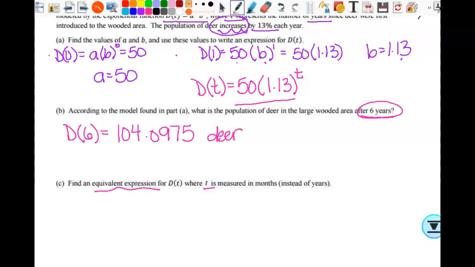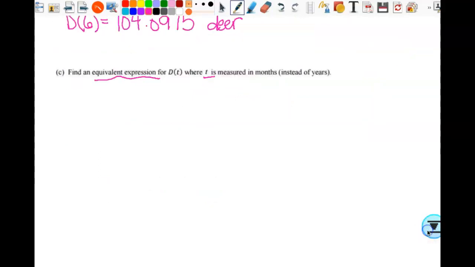All right, so then it says to find an equivalent expression for d of t where t is measured in months instead of years. Okay, so let me just write down what we had. We have d of t equals 50 times 1.13 to the t power. Right? And t is the number of years, so 1 year, 2 years, that's what we put in for t. This says we want it in the number of months instead. Well, how many months are in a year? 12, okay? So we're doing something with 12.